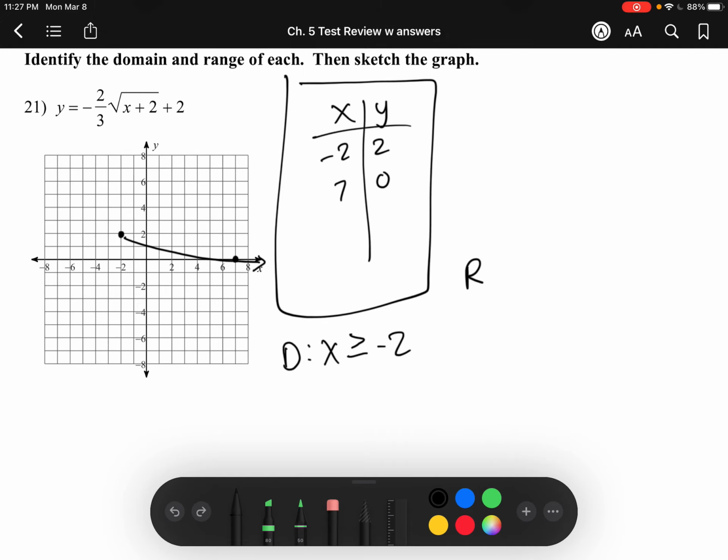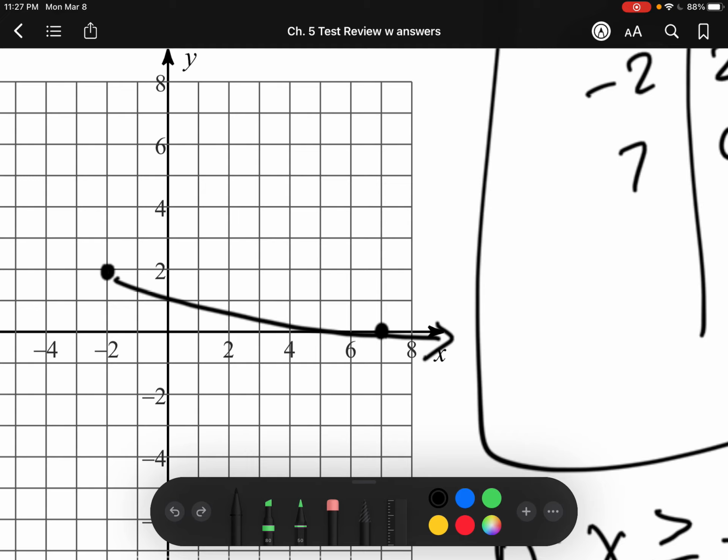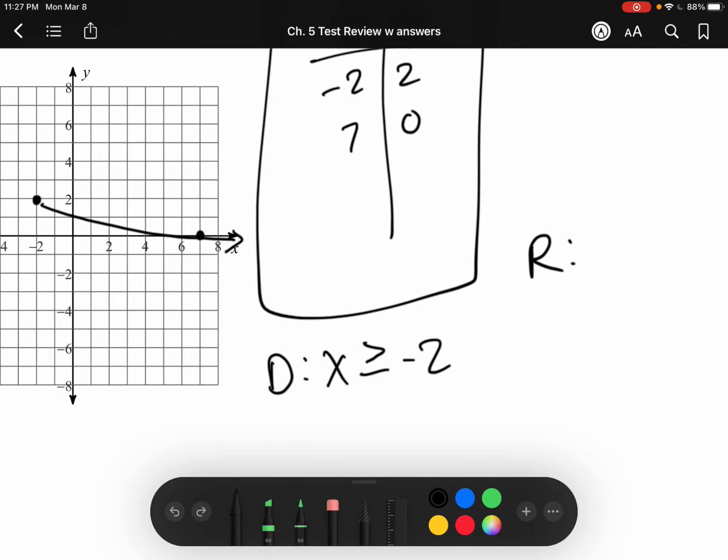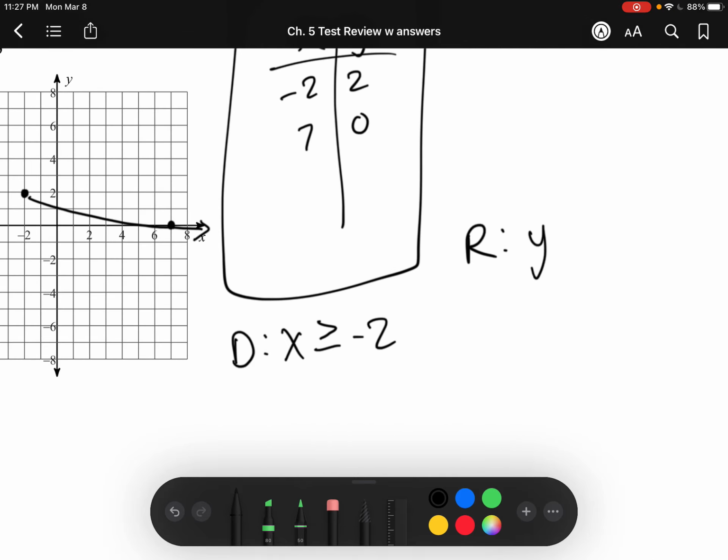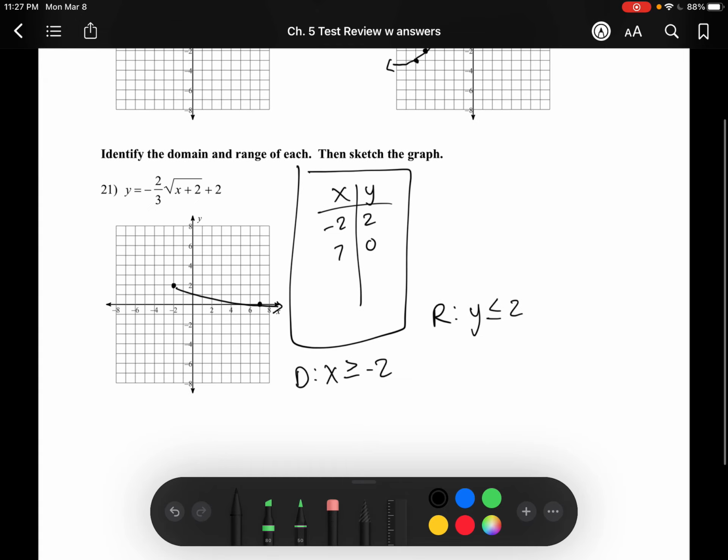And then finally, for my range, this point tells you your range, right? Because this is the highest y value that you will ever have, because our graph is going to continue to slope downwards forever, right? So we're never going to get a y value that is higher than this. My y there is 2, so that means that my y is less than or equal to positive 2. So that's your domain and your range.